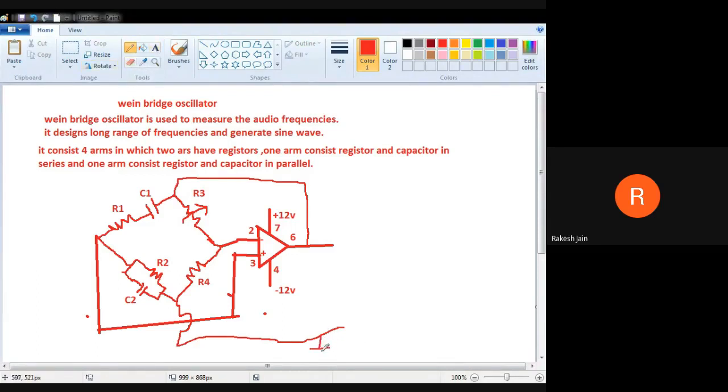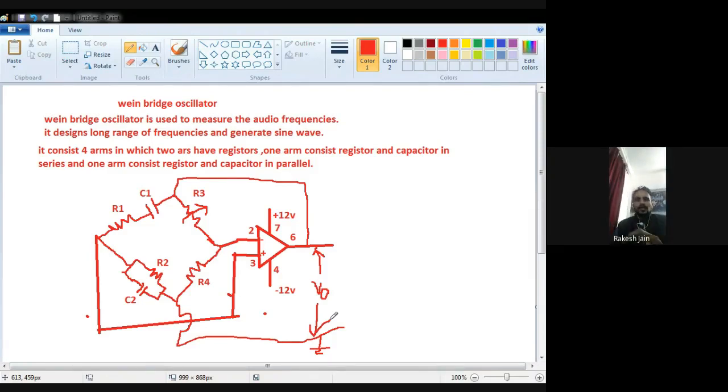And in between this 6th number point and this minus point, we will take our output, and it will definitely generate a sinusoidal waveform. That V0 is our output. Dear student, once again kindly see the circuit carefully. I am talking once again about this circuitry.